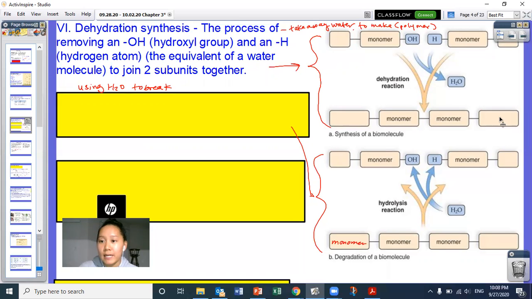It's only a dimer right now. Remember, di means two. It's a dimer right now because you combined one monomer with one monomer. But if you combine more and more and more through this process of dehydration synthesis, then you can get a polymer.